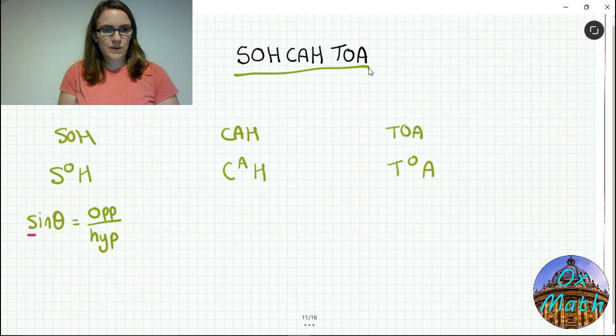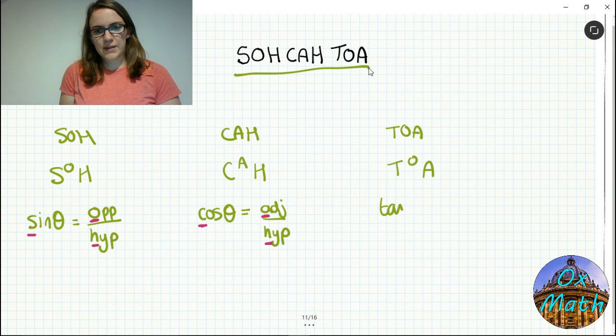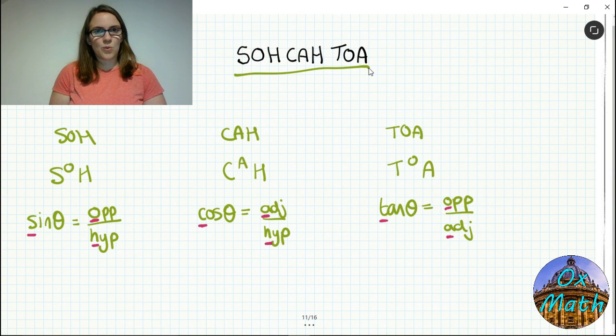So SOH, S-O-H, tells you the first 3 letters in your equation, and it is a whole equation. CAH tells you that the cos of the angle is equal to the adjacent over the hypotenuse. So again, CAH, C-A-H, the first 3 letters in your equation, and you've probably guessed, but the tan of the angle is equal to the opposite over the adjacent, and that is given to us by the TOA in SOHCAHTOA. So all SOHCAHTOA is, is reminding you which ratio each of the sine, cos and tan are referring to.